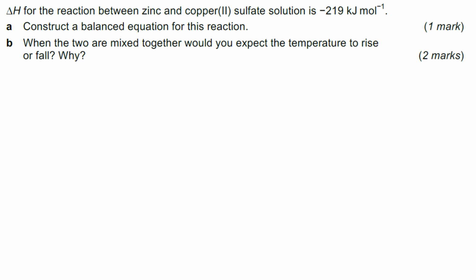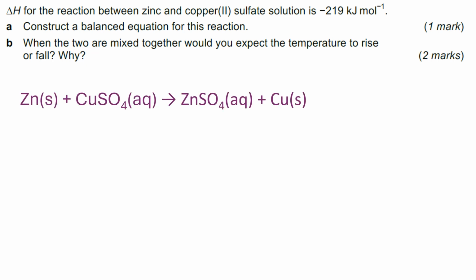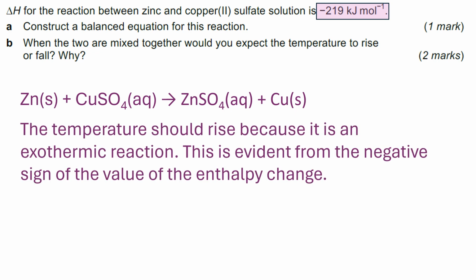They want us to construct a balanced equation for the reaction between zinc and copper 2 sulfate. That's straightforward enough. It's a simple displacement like that. And then it says, when the two are mixed together, would you expect the temperature to rise or fall? And the reason for this. So looking at the enthalpy change for the reaction, it's negative. So this should mean the temperature should rise because it's an exothermic reaction. And it's evident from the negative sign of the value of the enthalpy change that we can make that conclusion.